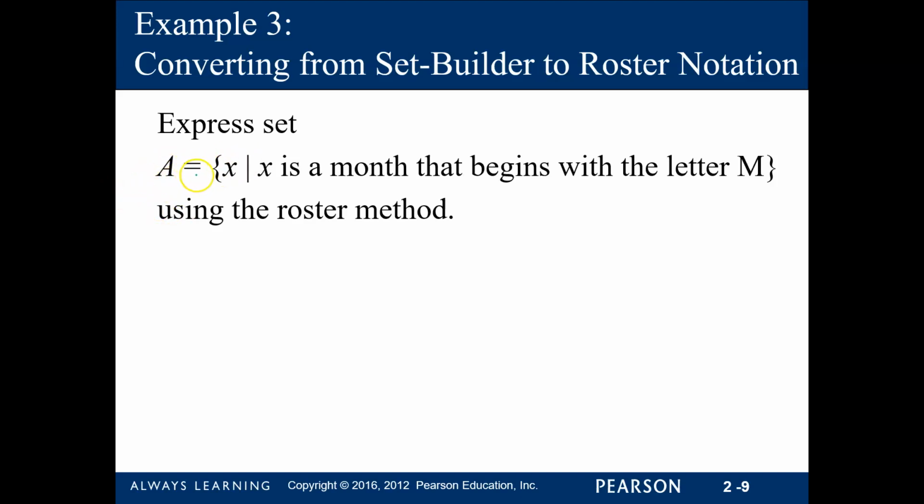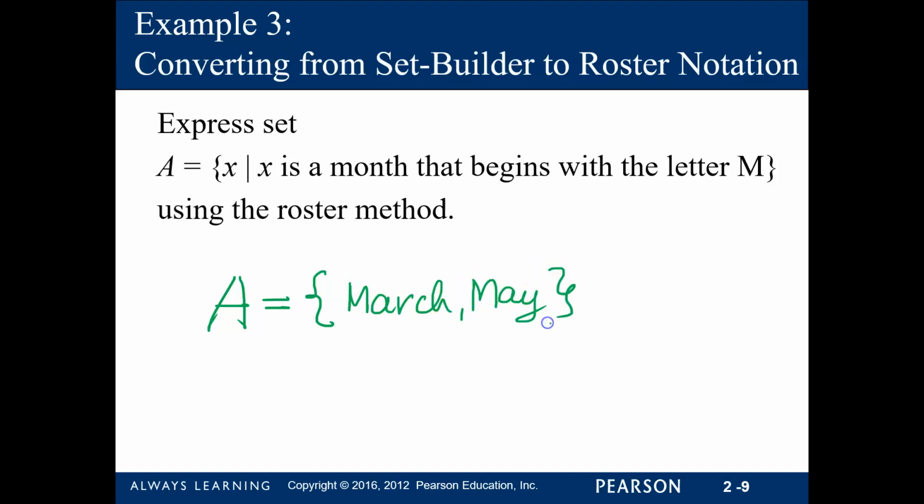Set A is the set of all elements x such that x is a month that begins with the letter M. So this is our condition, a month that starts or begins with the letter M. Now we want it in roster method, so we need to list them down. So we have set A is equal to, what are the months that start with the letter M? That would be only two of them. It's going to be March and May. And so we enclose it with the braces.